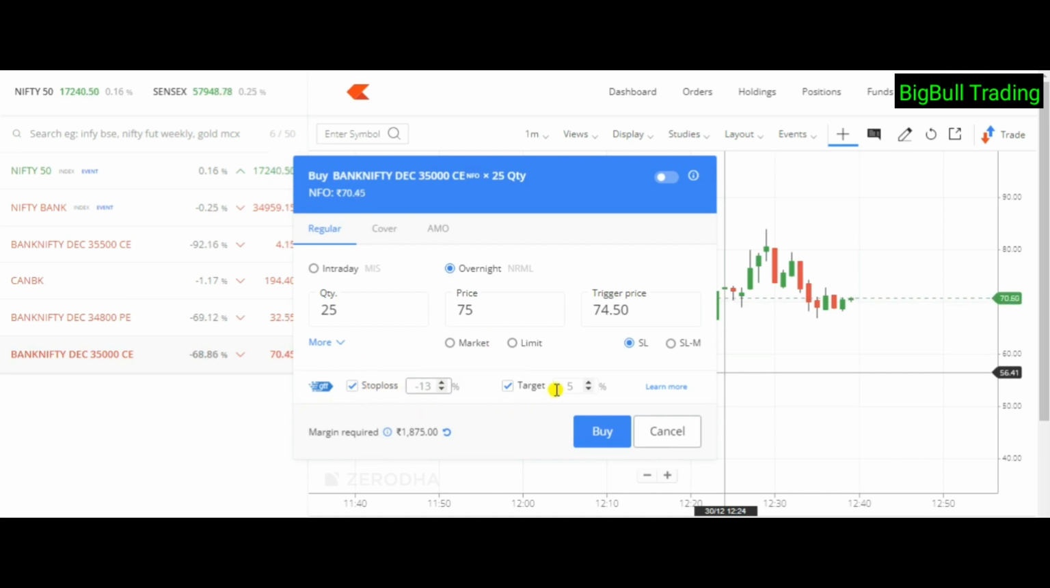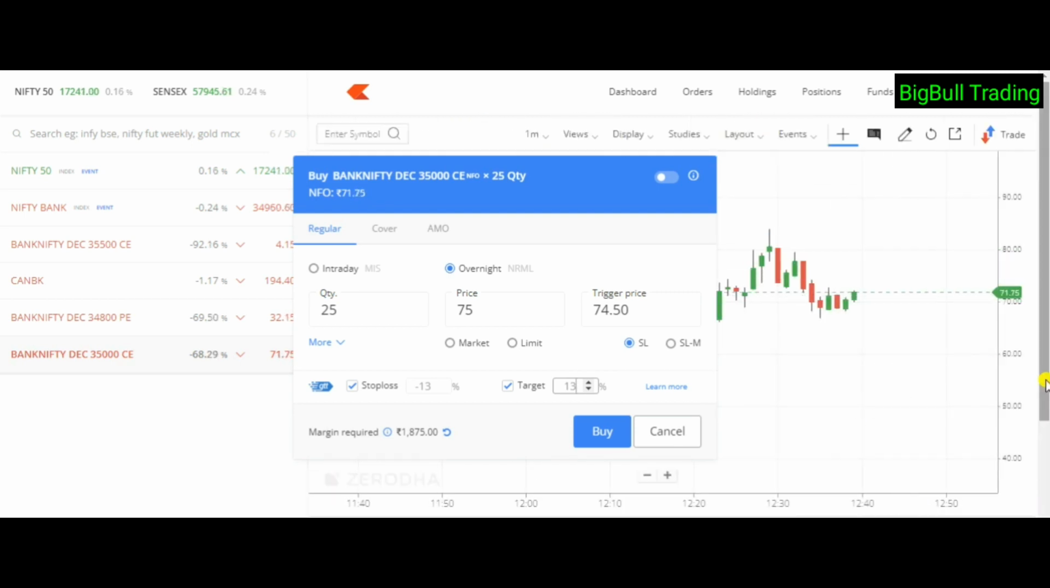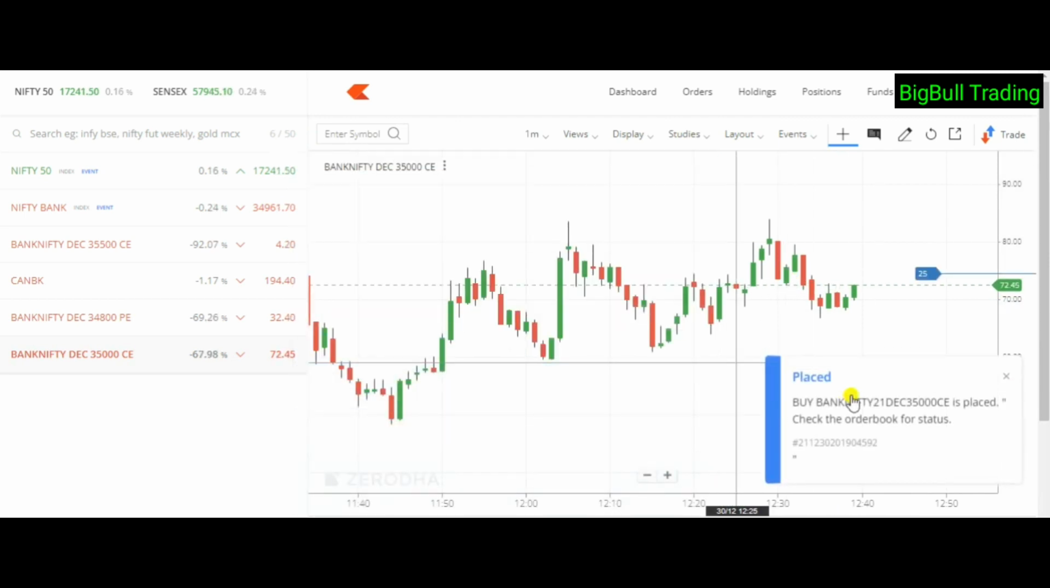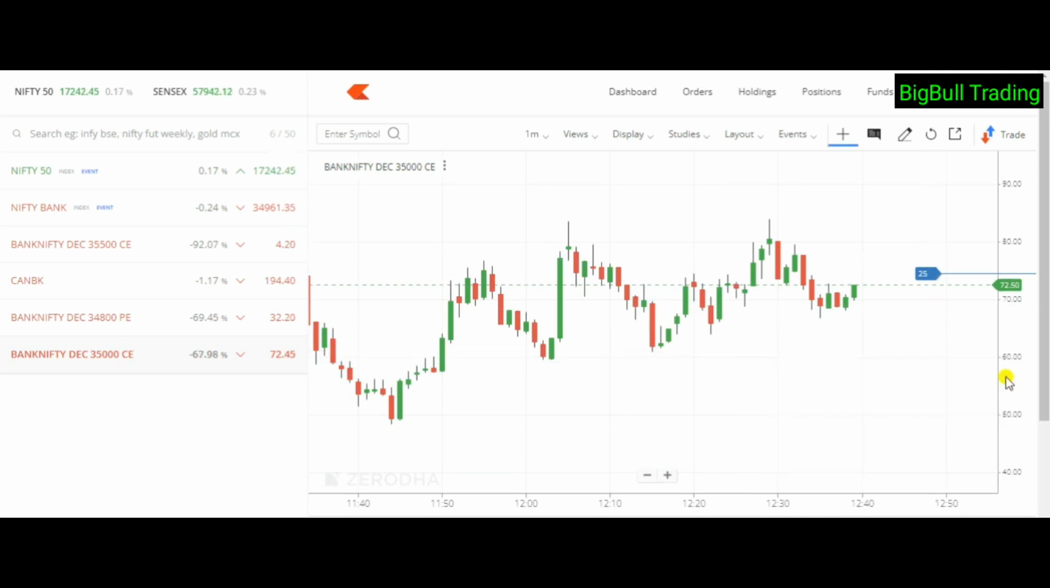And here you have to put the target. If you buy here, you can put the target here. For example, just to show you, we are putting a target of the same 13%, and our buy price will be here. Once we put it in the system, the order will be executed. I will show you that now. Suppose we put the buy. Okay, we put the buy, and see the order is now placed in the system.